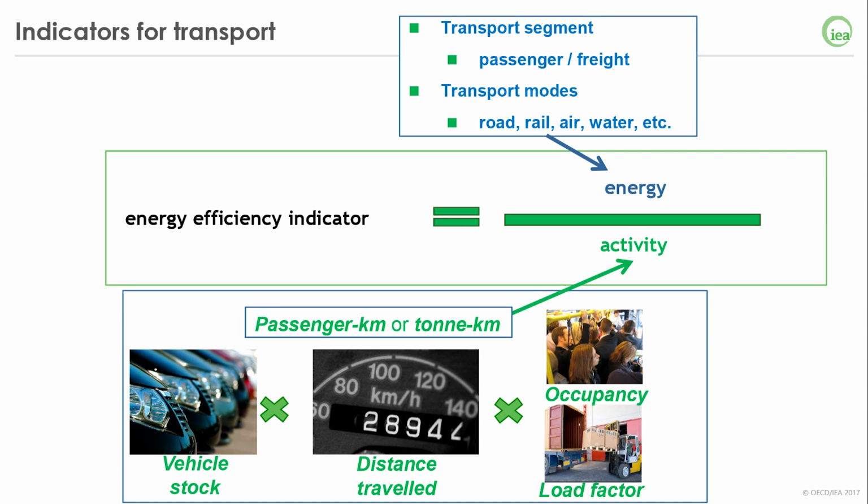And finally, the last sector, transport. It may seem a little bit more complicated because here we are looking at energy consumption by segment, namely passenger or freight, as well as transport by mode, and here road, rail, air, and water. When it comes to activity data, we focus on vehicle stocks, distance traveled, and occupancy or load, depending on whether we are talking about passenger transport or freight transport. Based on them, we are able to calculate passenger kilometers and ton kilometers.